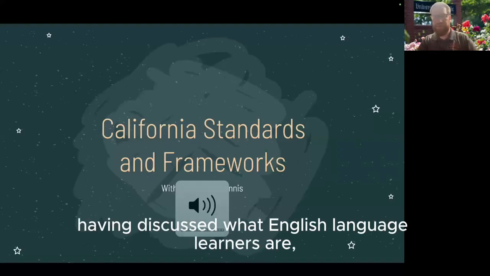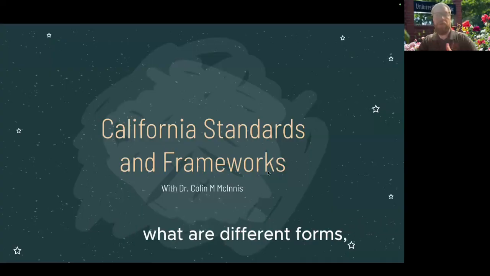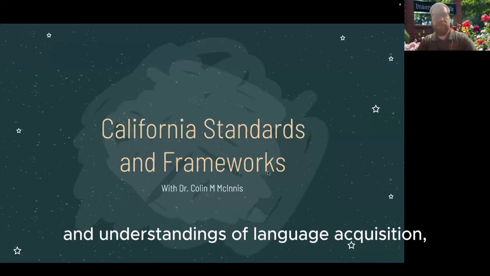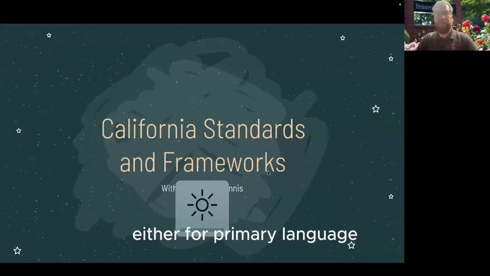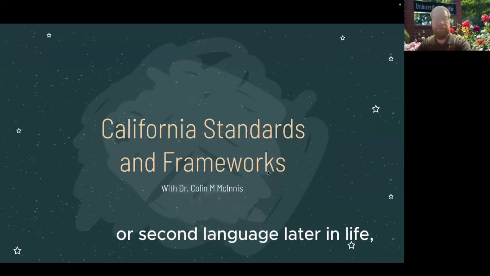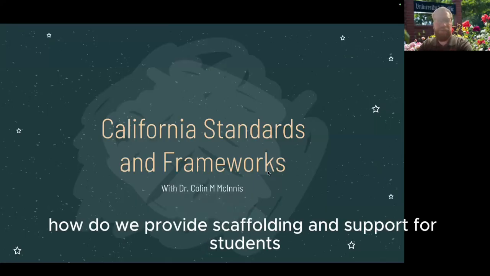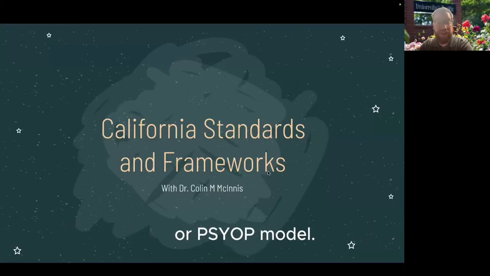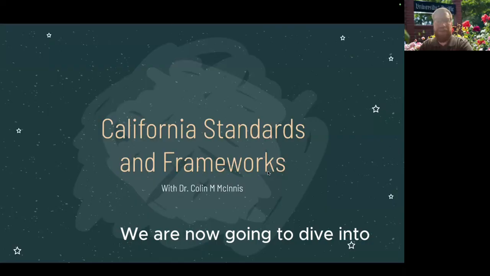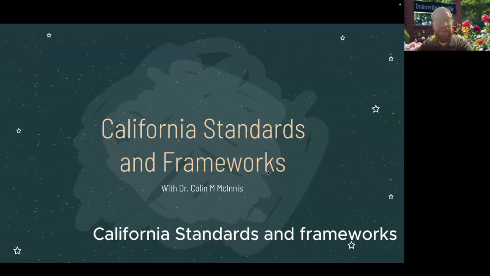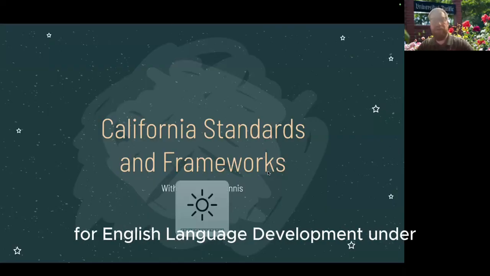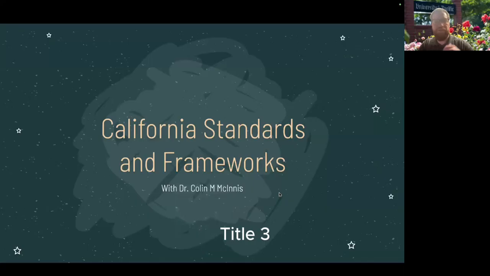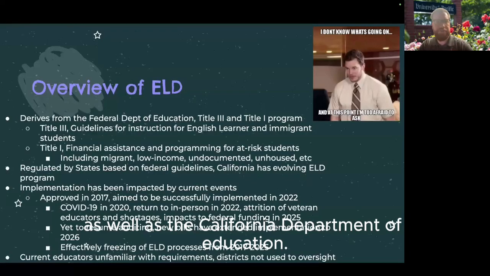So now having discussed what English language learners are, what the different forms and understandings of language acquisition are, either for a primary language or a second language later in life, as well as how we provide scaffolding and support for students under our Sheltered Instructional Observational Protocol model, or SIOP model, we are now going to dive into California standards and frameworks for English language development under Title III, as well as the California Department of Education.